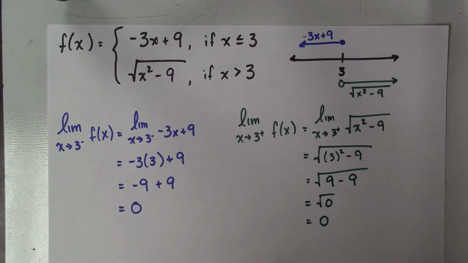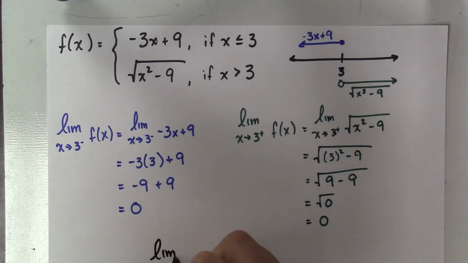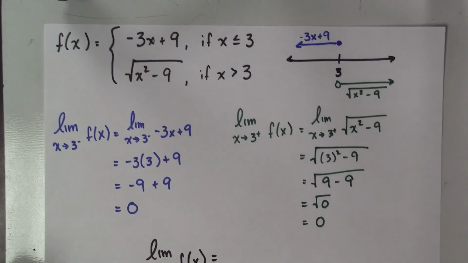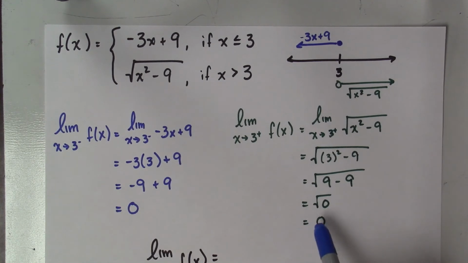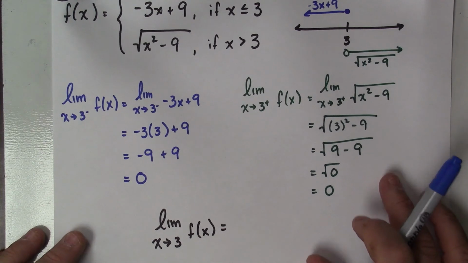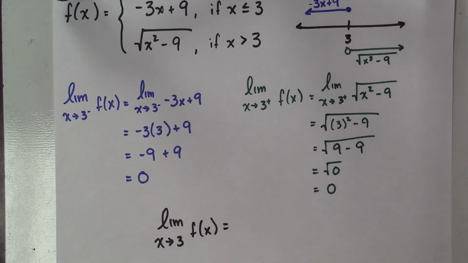So the limit as x goes to 3 from the right of f of x is 0. The question now is, does the limit as x goes to 3 exist? The rule says that it exists if the limit from the left and the limit from the right are the same. And since 0 equals 0, the limit does exist, and we can simply say that it is 0.